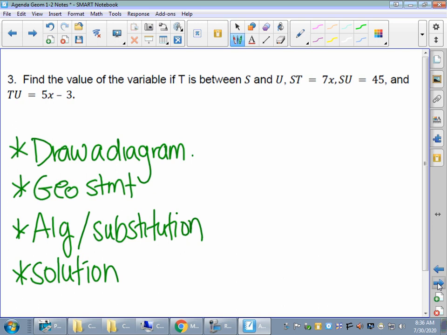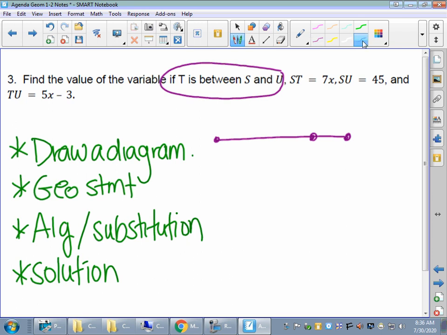So find the value of the variable if T is between S and U. I need to draw that. It's just a segment, right? So I'm going to draw a segment. I'll put it really off center because people always have a tendency to want to put it right in the middle, but that comes later, so I just want to make sure you see.